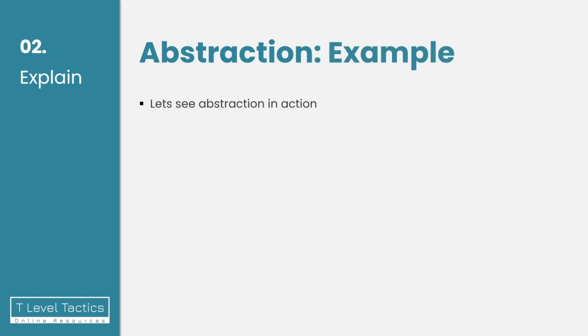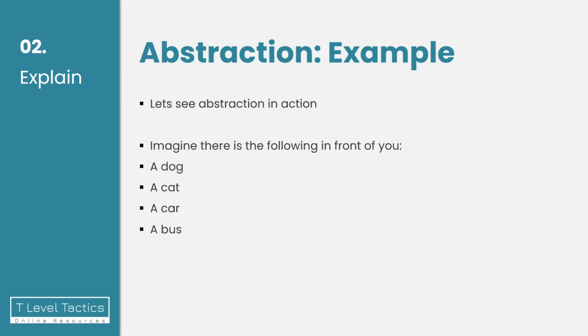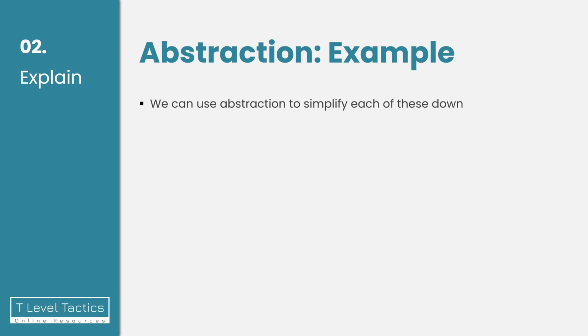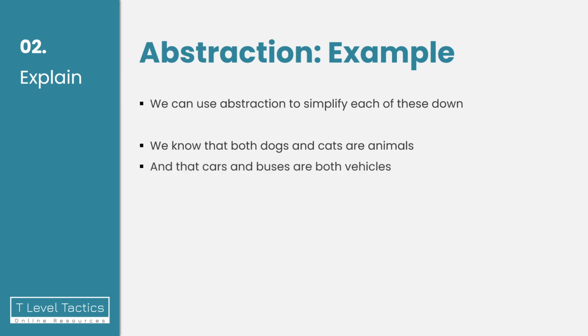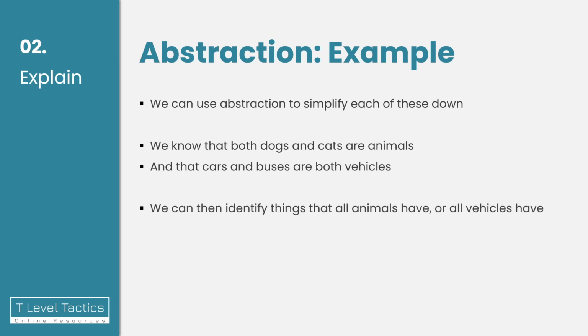Let's see abstraction in action. Imagine you have the following in front of you: a dog, a cat, a car, and a bus. We can use abstraction to simplify each of these down. We know that both dogs and cats are animals, and that cars and buses are both vehicles.